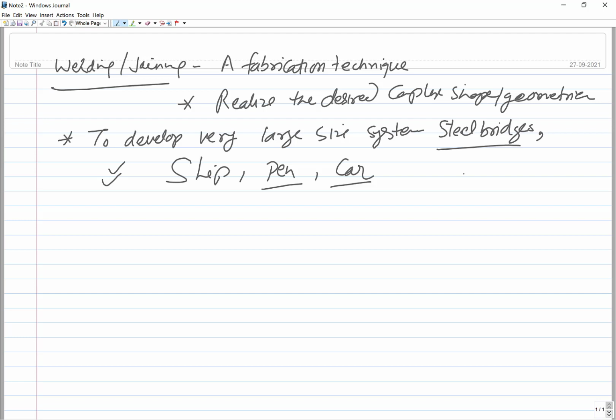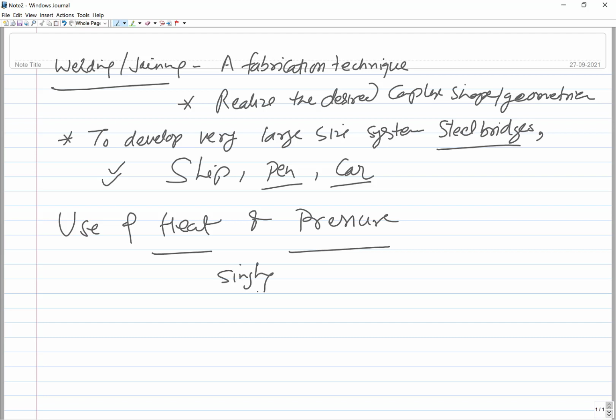Okay, so in these joining processes, what we use basically, invariably, is the application of heat on one hand and pressure on the other. So both will be playing different roles. Heat and pressure can be used either singly, just use heat and forget about the pressure, or use pressure only and forget about heat, or we can use a combination of both.